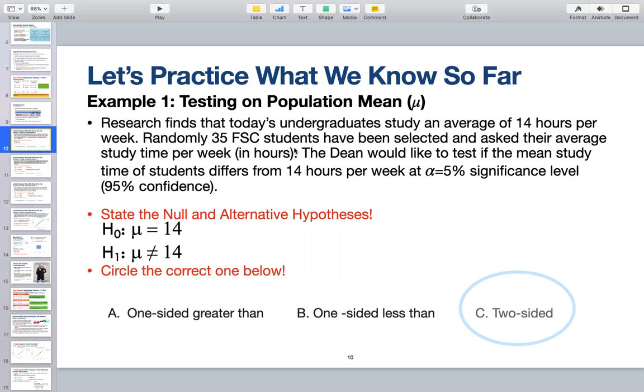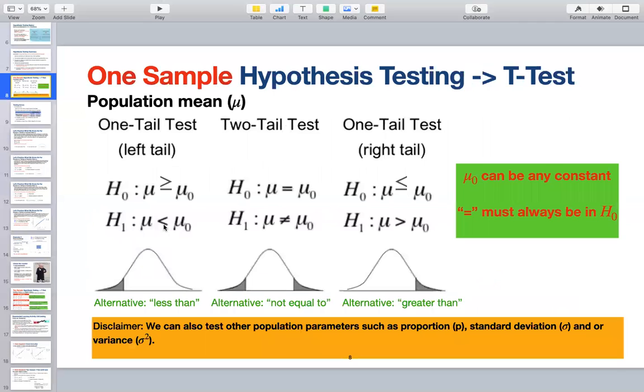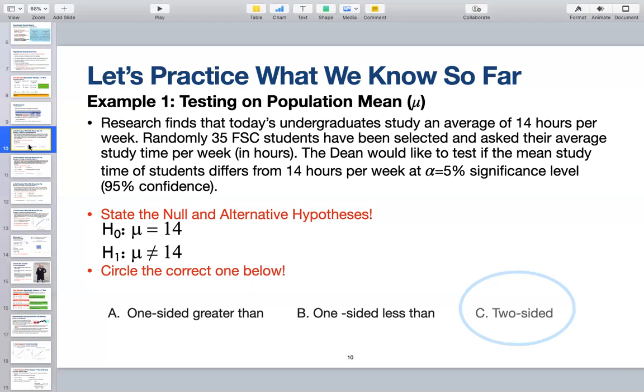So in this case, the dean is interested to see if the study time of students differs from 14 hours per week. It doesn't say less than or greater than, it says differs from 14 hours per week. Therefore, the dean's claim goes in the alternative hypothesis, which is mu not equal to 14. Based on the alternative hypothesis, we have 3 different options: not equal to, less than, or greater than. Then we include the equals sign in the null hypothesis. In this case, it would be mu equals 14.